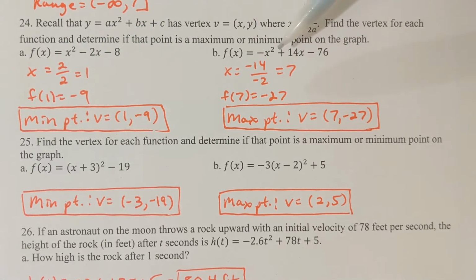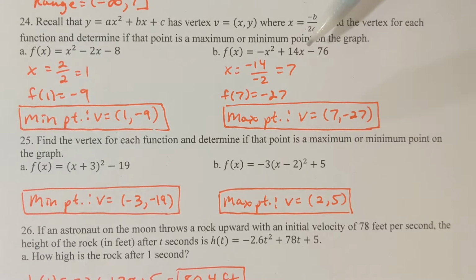Here's another one, part B, f of x equals negative x squared plus 14x minus 76. All right, this parabola is going to open down since we've got a negative a value. Therefore, when we find the vertex for this problem, we're going to be finding the highest point on the graph. Okay, and we call that a max point. Let's compute that point. x is negative b over 2a.